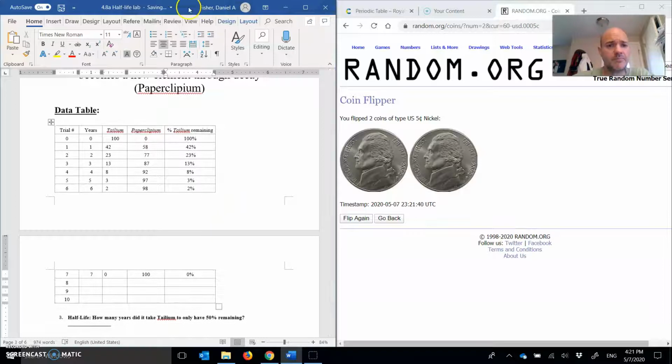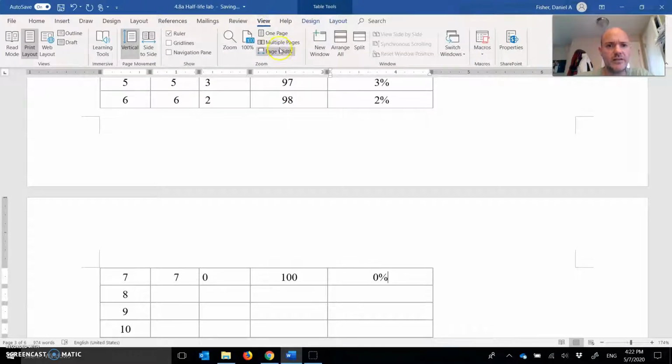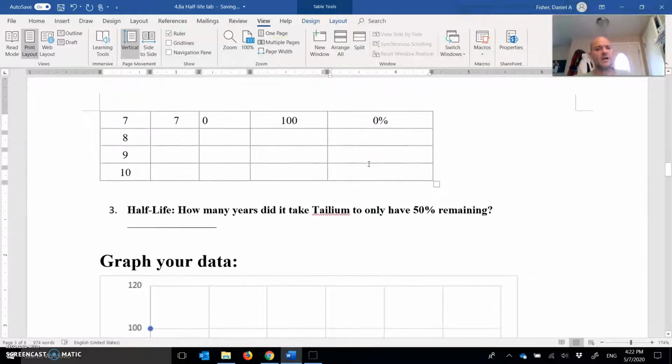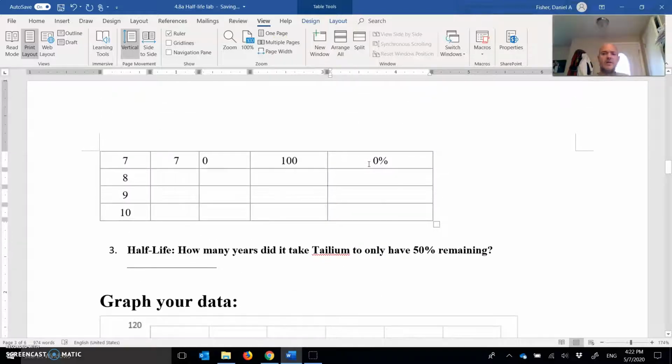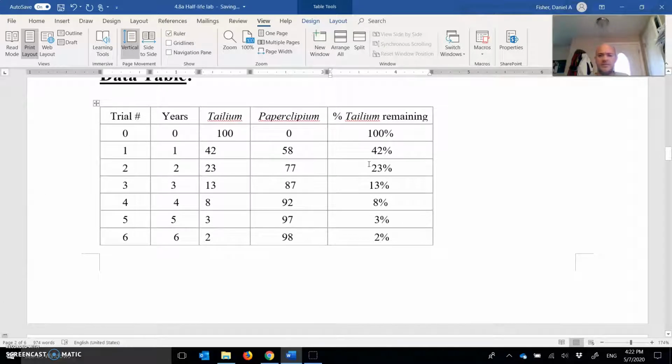I'm going to flip back to this now so that we can take a look at it. All right. How many years did it take thallium to have only 50% left? Well, look back at this, you can figure that out. Take the number that's closest to it. So if you're wondering which one to take, which one is closest to 50%?